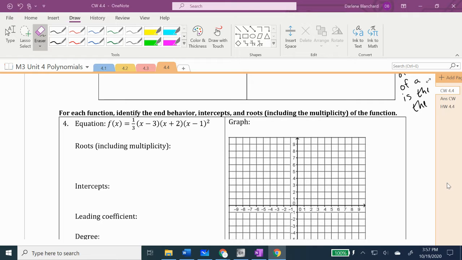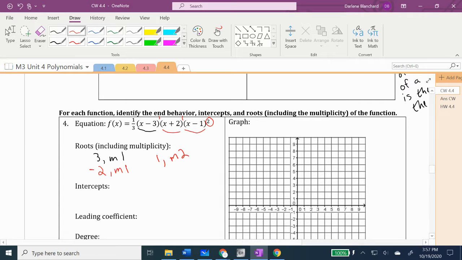The roots are the same thing as the zeros. So we're looking at the factor x minus 3 gives us the 0, 3, and its multiplicity is 1 because there's an understood 1 exponent. And then for the second factor, negative 2 makes that factor equal to 0, and it also has an understood 1 exponent, so its multiplicity is 1. And then for our third factor, x equals 1 makes that 0, and its multiplicity is 2. And so that's writing the roots down.